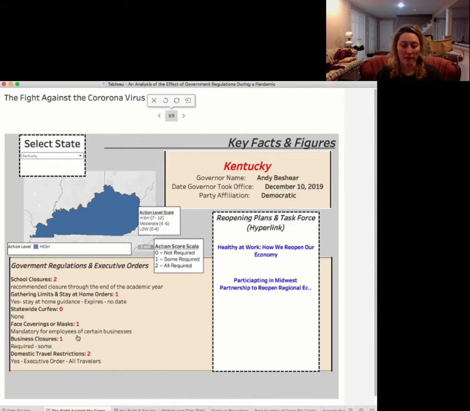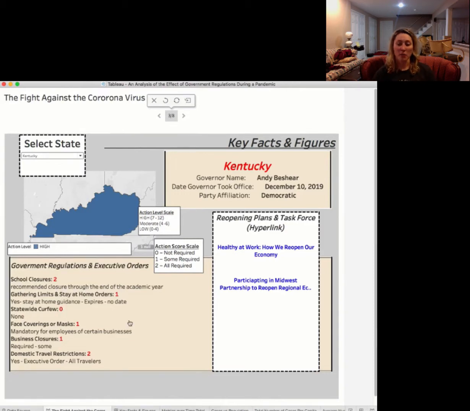When I got this data, I had to clean it and code it so that I could use it for my purposes. And the way that I did that was I assigned a value to each one of these answers. If the answer stated that it was all required, as in all patrons are required to wear a face mask, or here, school closures, all schools are closed through the end of the school year, then that was assigned a 2.